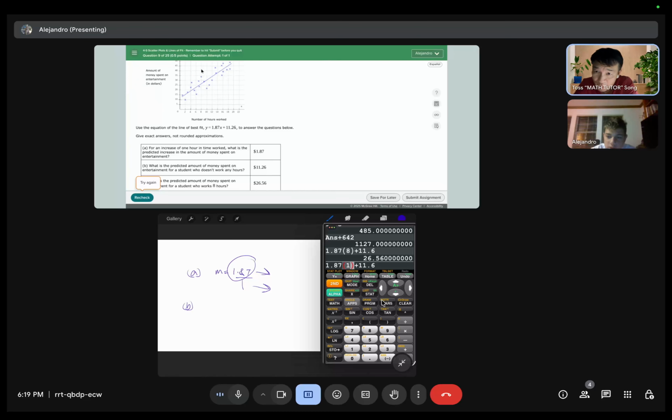Let me double check. For an increase of 1 hour in time worked, what is the predicted increase in the amount of money spent? No, for 1 hour. So it's not the equation. Increase in 1 hour, predicted increase in amount spent. So the slope looks fine to me. Let me see, 1 hour.